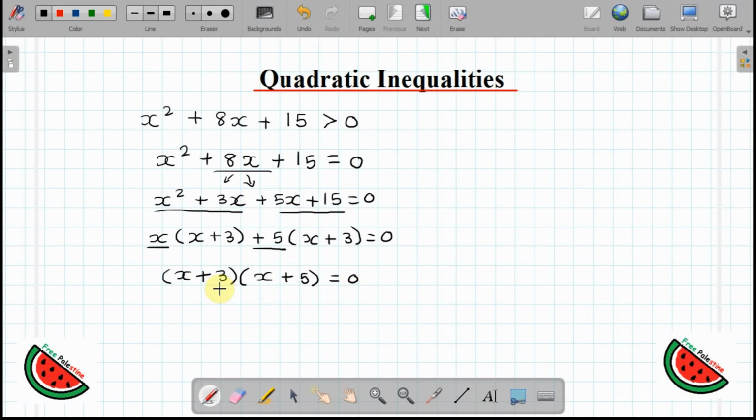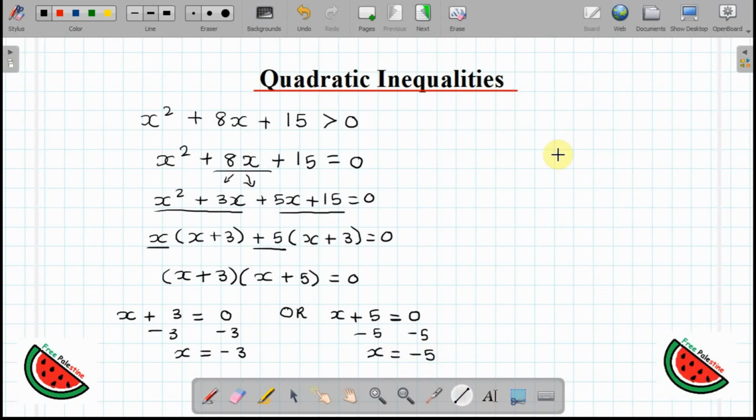Now these two brackets represent a number each, and if two numbers multiply to give you 0, then either one of them or both of them are equal to 0. So anything multiplied by 0 is 0. So x plus 3 is equal to 0, or x plus 5 equals 0. Then I subtract 3 both sides. x is equal to minus 3. I subtract 5 both sides. So x is equal to minus 5.